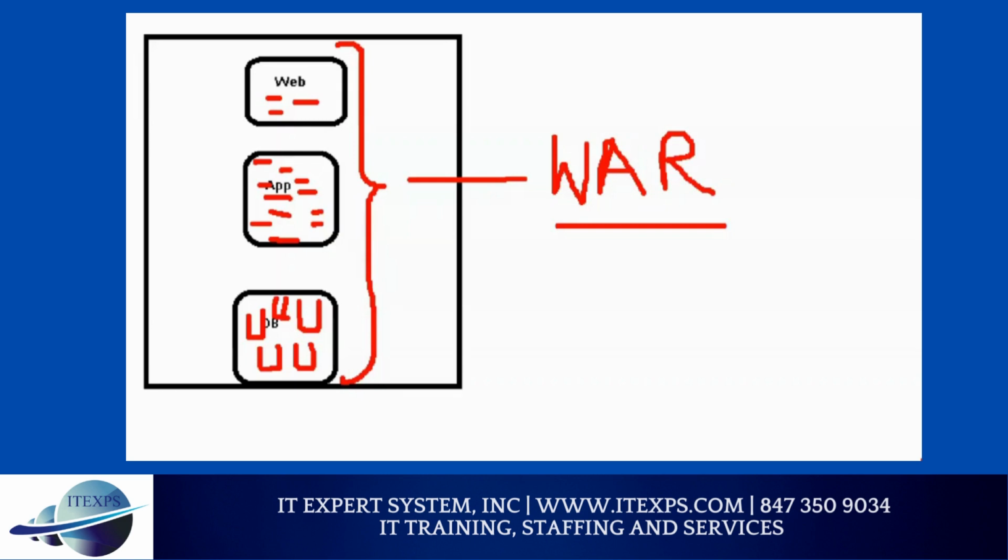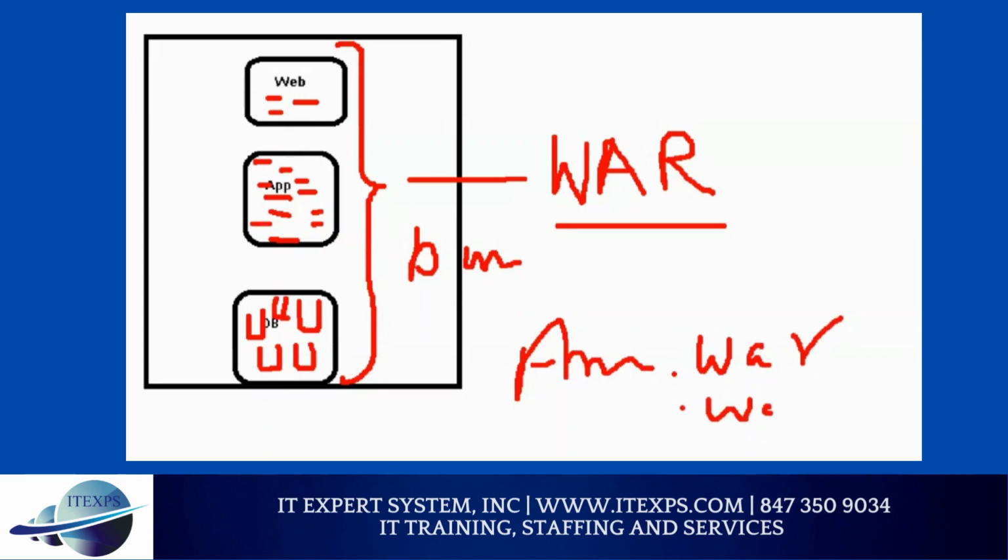Web Archive is nothing but a web application. So when you are using Amazon, Amazon will have a bundle. This is a bundle. Amazon bundle will have Amazon.war. If I go to Facebook, they will have Facebook.war. And if I go to Apple, then Apple.war. Everyone uses that. That's a web application.